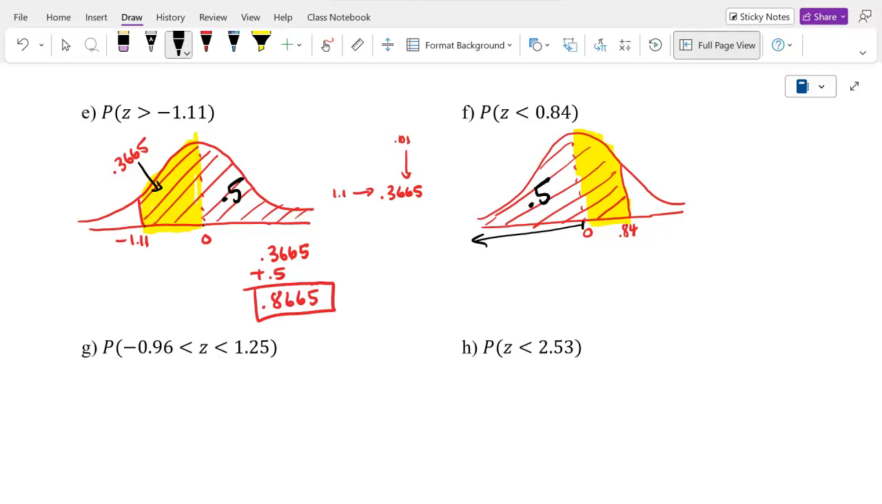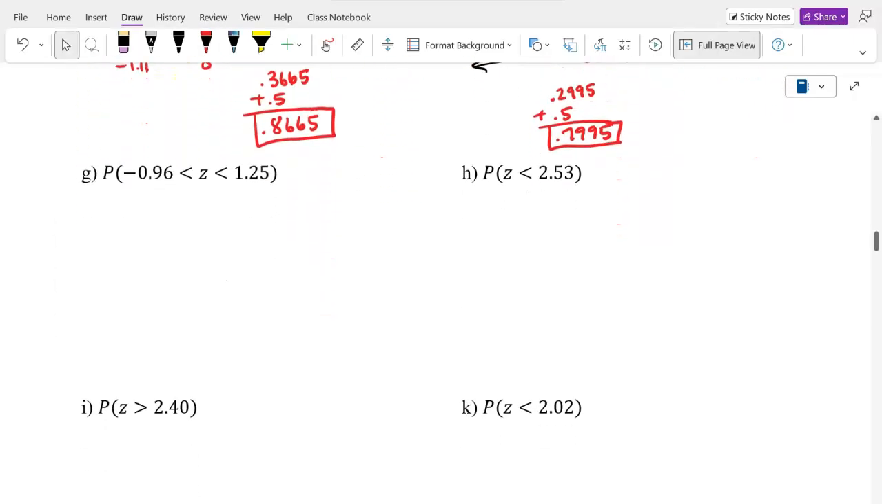Now, from 0 to 0.84, I can look it up on the table. I can go to 0.8 and 0.04 on the top. Intersect, and I'm going to find 0.2995. That's this little highlighted area. But I want all of the shaded area. So you would take 0.2995 plus 0.5. The area that's shaded in red is 0.7995.